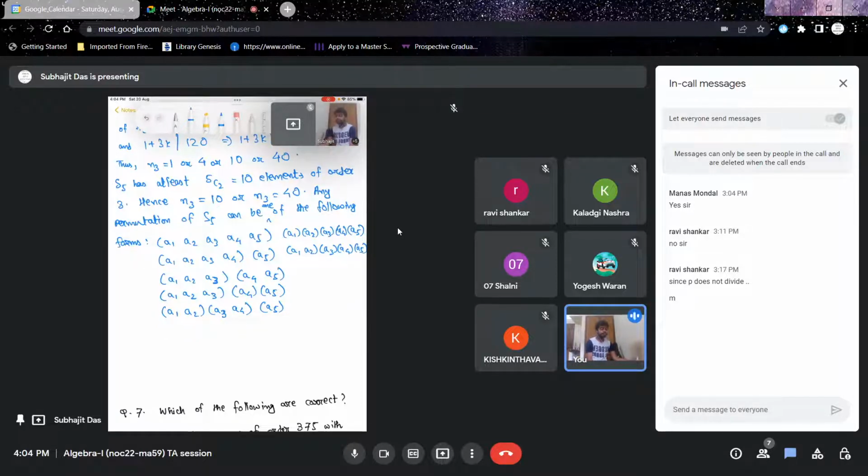So let's try to understand which of these kinds of elements can have order 3, right? So clearly a 5 cycle can't have order 3. The second one doesn't have order 3 either. So let me use a different color.